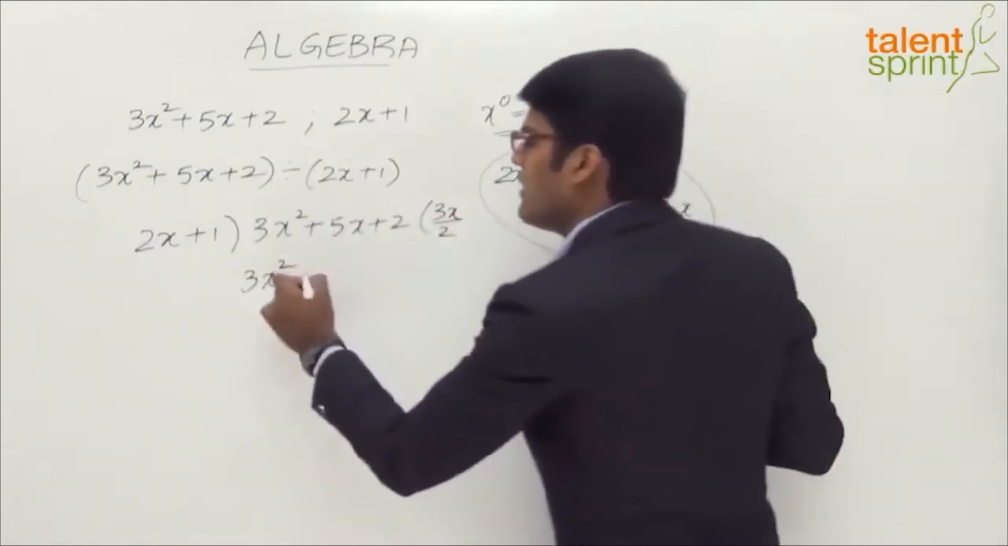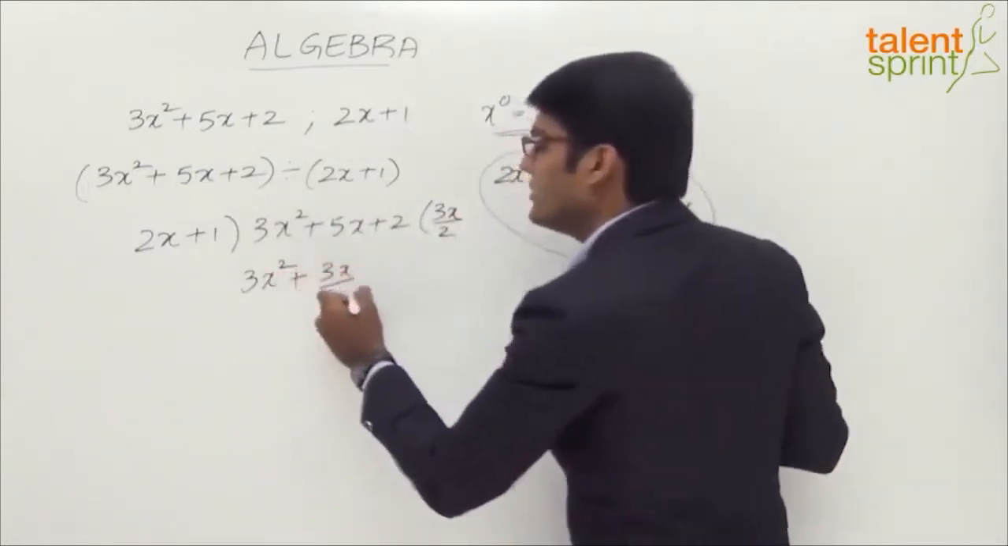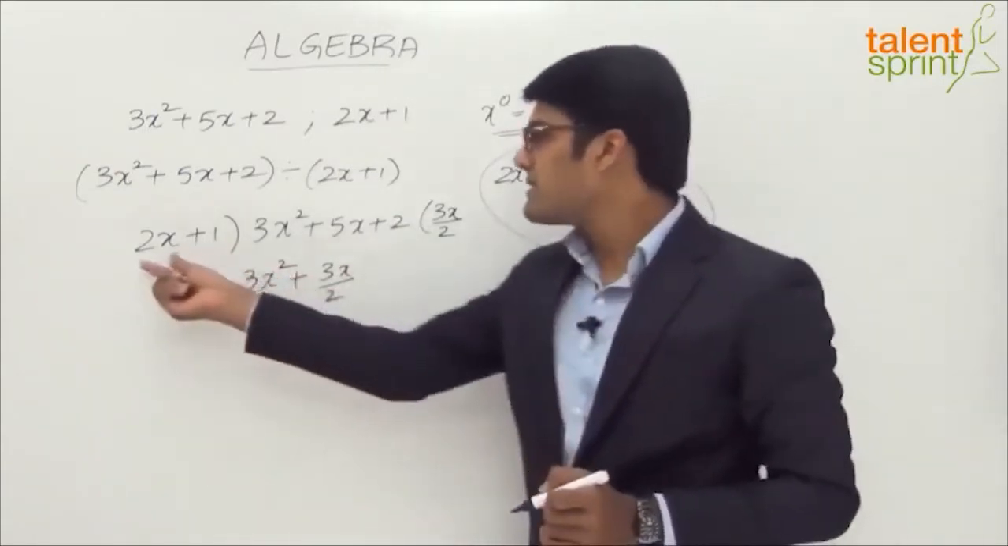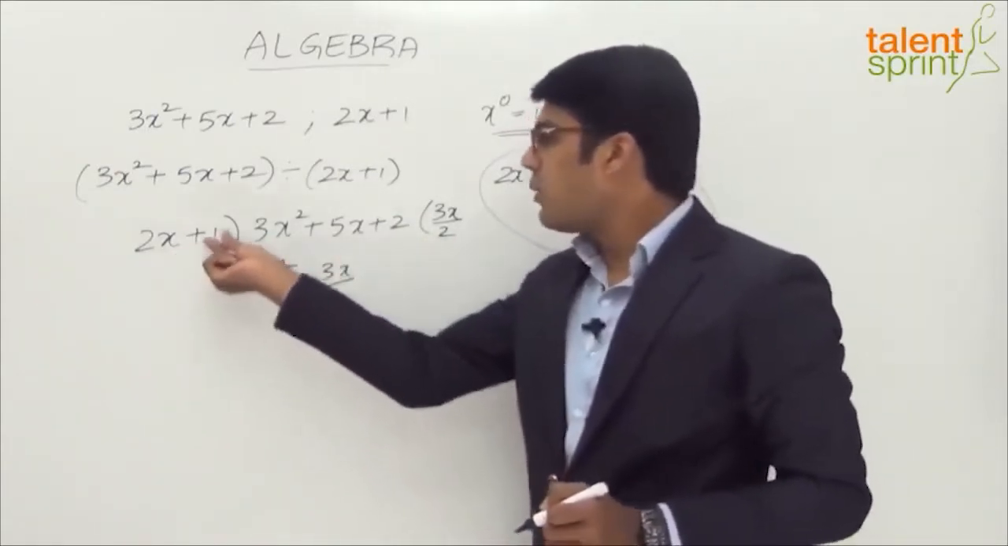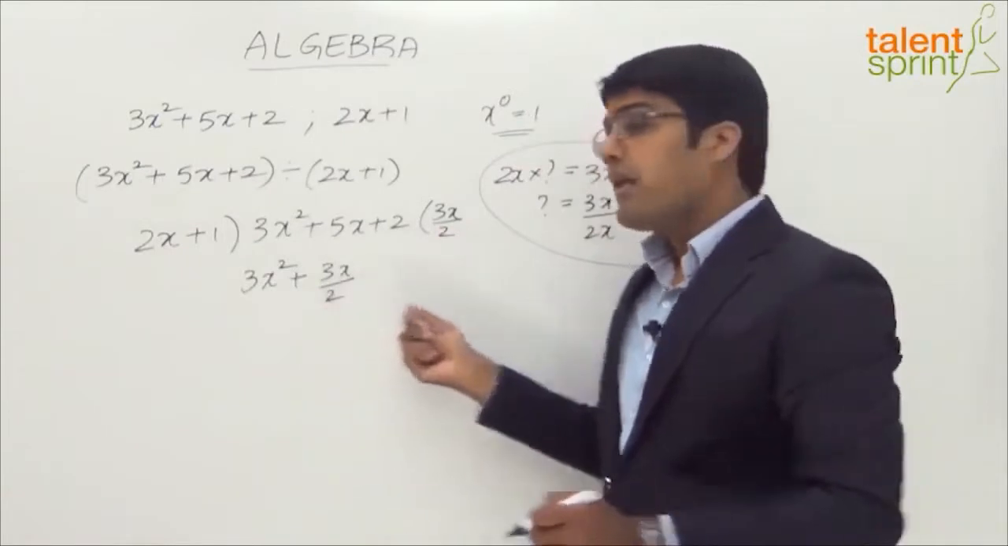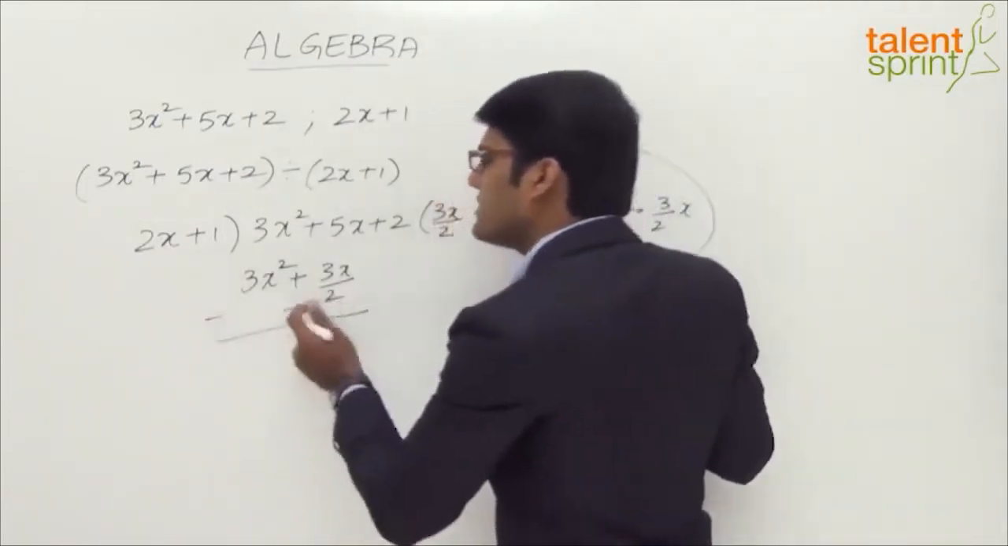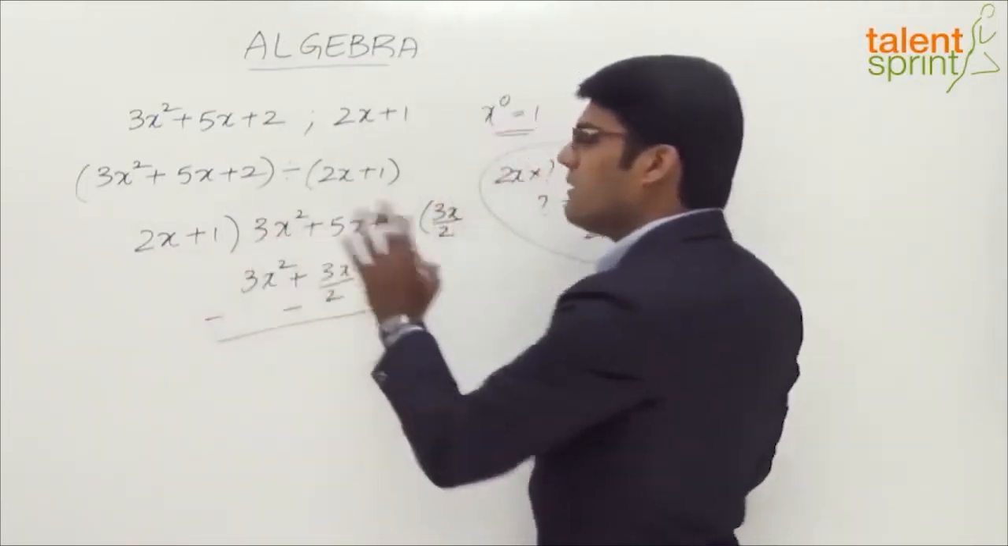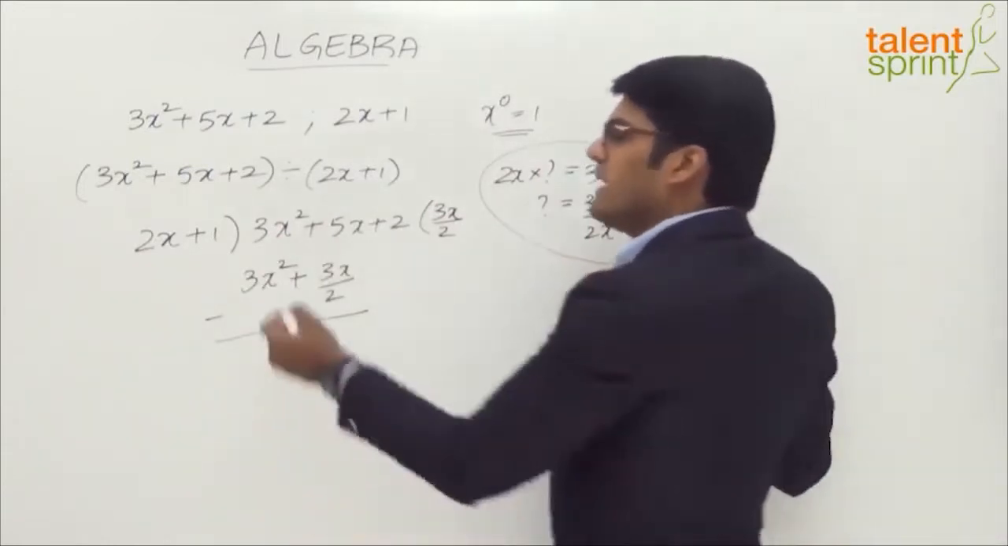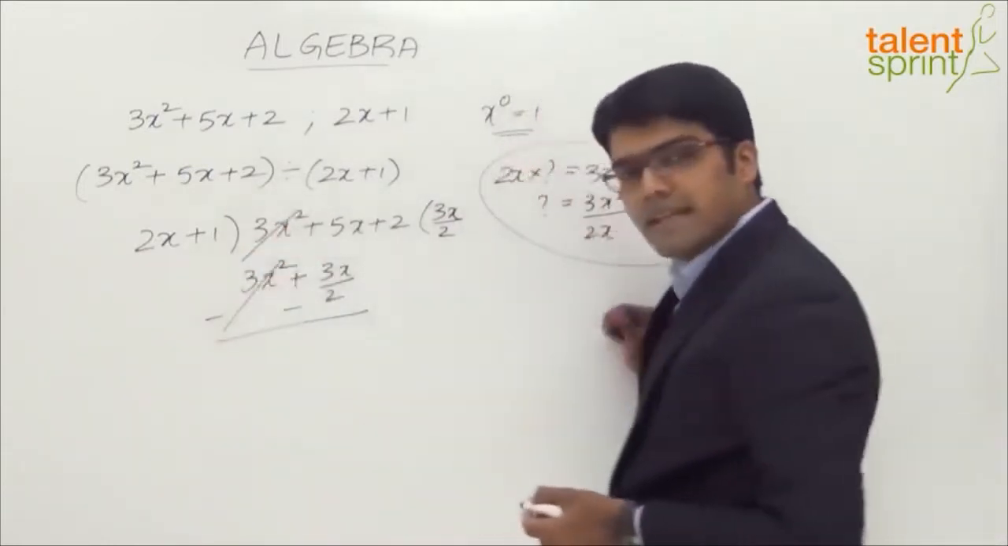It is 3x by 2. So plus 3x by 2. Are you able to follow? 2x into 3x by 2 is 3x squared. 1 into 3x by 2 is 3x by 2. Now, like we do in the regular division, subtract whatever we have got from the given dividend. So anyway, plus 3x squared and minus 3x squared gets cancelled.